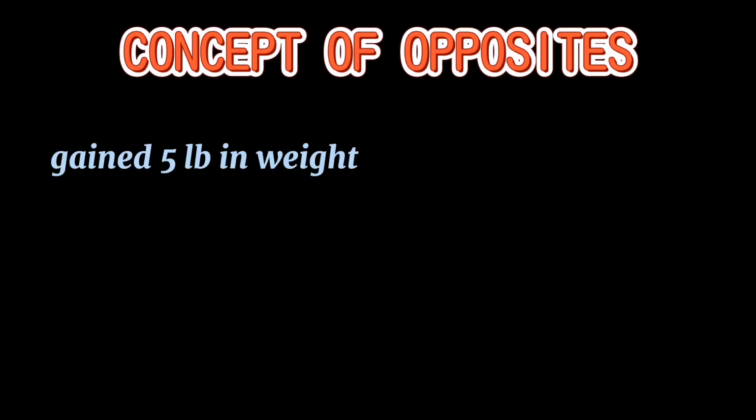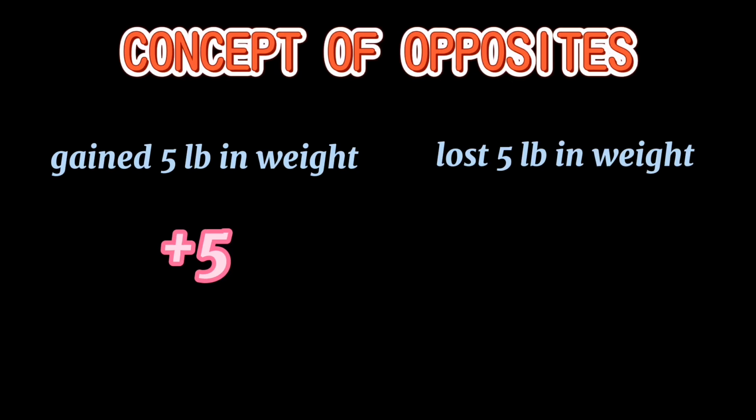and one of which is the concept of opposites and how we represent them as integers. If we have gained 5 pounds in weight, we represent that as +5. And its opposite is of course lost 5 pounds, which will be represented by -5.